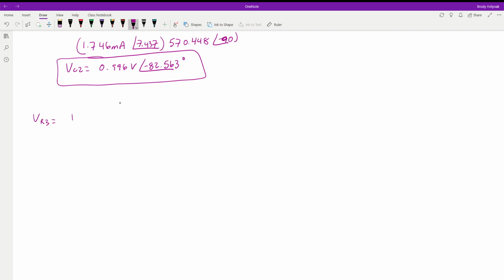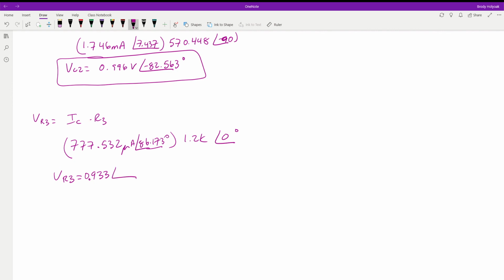So VR3 is going to be the current going through branch C times our resistive value. So we have 777.532 microamps at an angle of 86.173 degrees. That's going to be multiplied by 1.2 K at 0. So the voltage drop across R3, after we run that through our calculator, is 0.933 volts at an angle of 86.173 degrees.